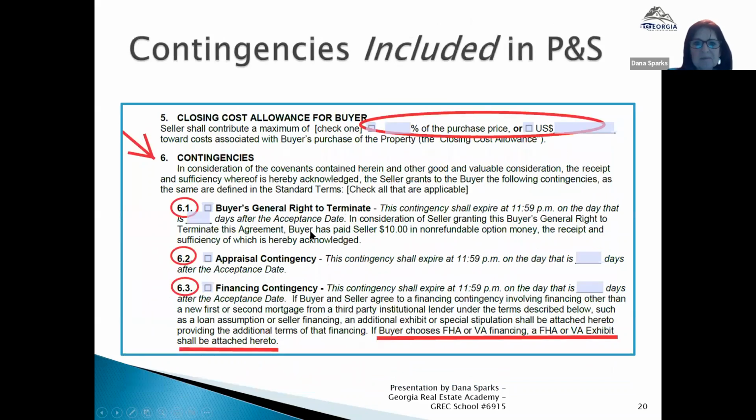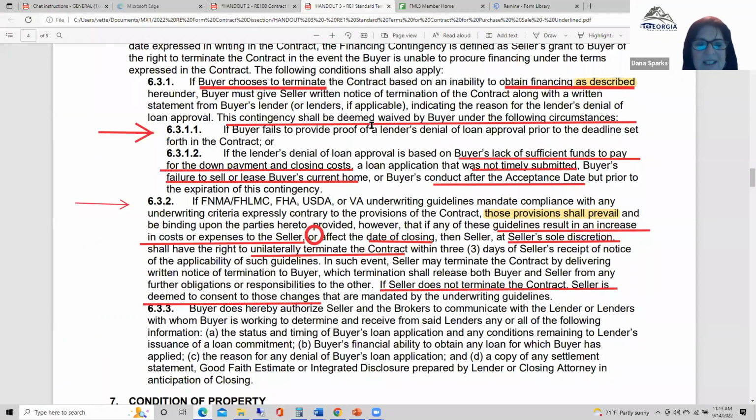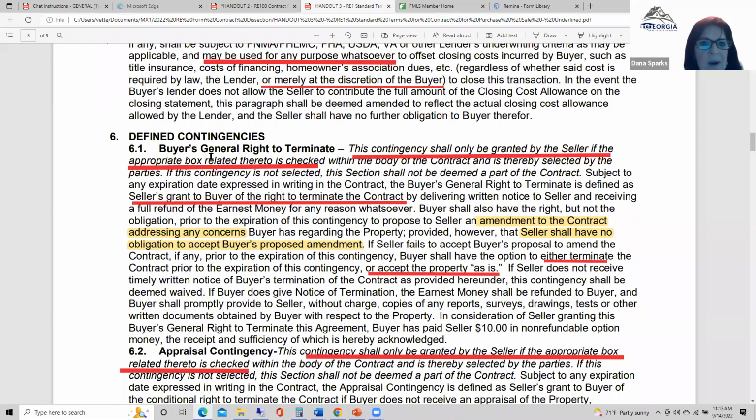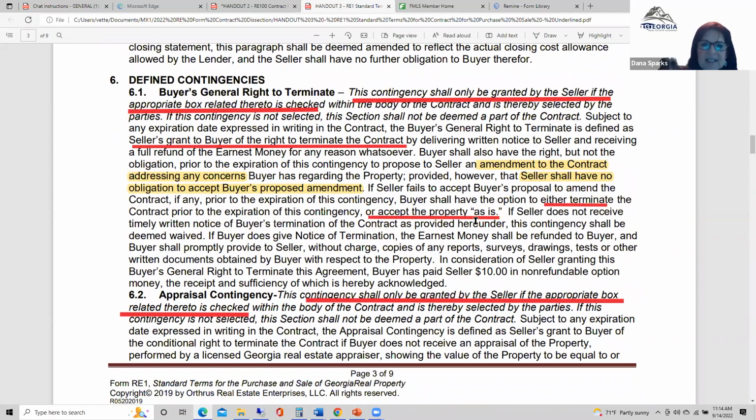So back up here. What happens? Where do you think those consequences are? Yep, you got it. In these standard terms. So in the standard terms, under these contingencies, buyer's general right contingency. Again, it says this contingency shall only be granted by the seller if the appropriate box is checked. And it does have what happens to address concerns, termination, accepting as is.